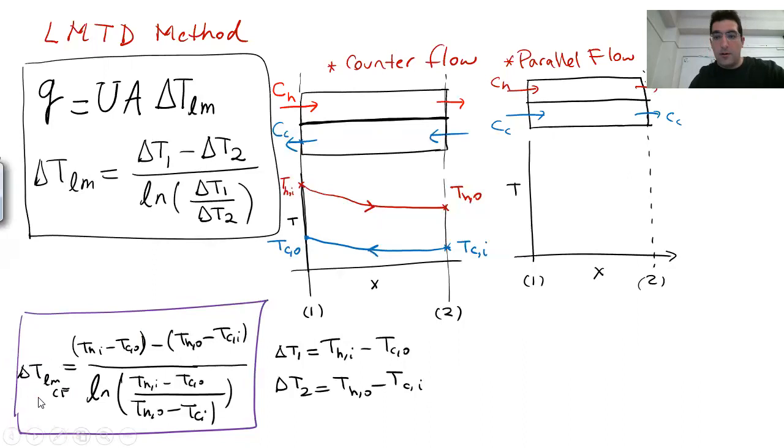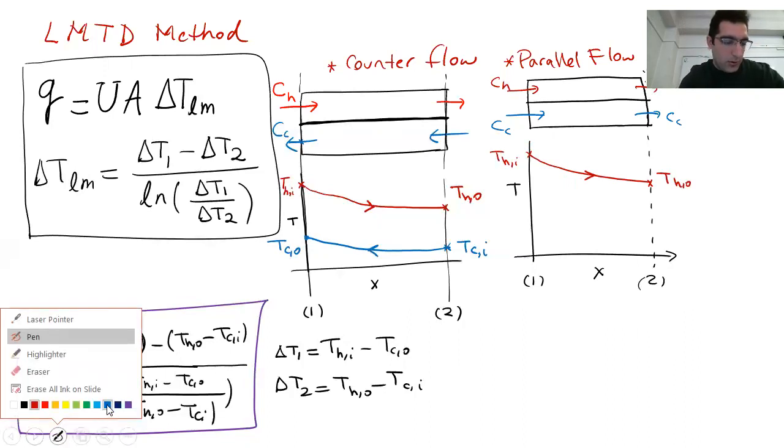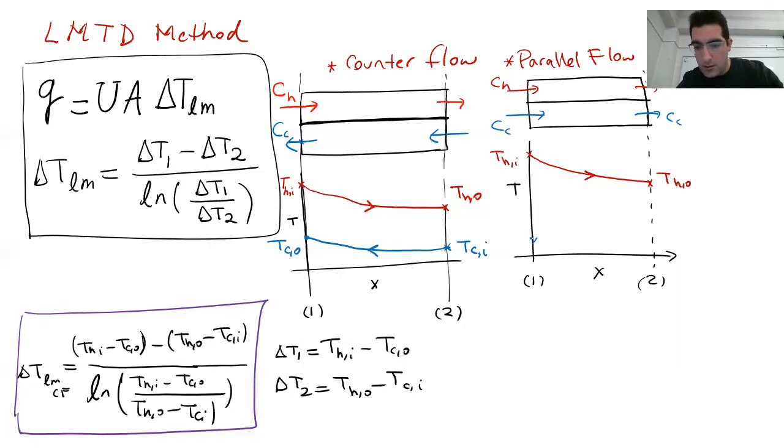The hot fluid comes in at, let's say, T sub HI, and slowly gives its heat to the cold fluid, gets colder, and leaves at T sub HO. The cold fluid comes in at T sub CI at the same location one, because this is parallel flow, gains heat, and leaves at T sub CO.